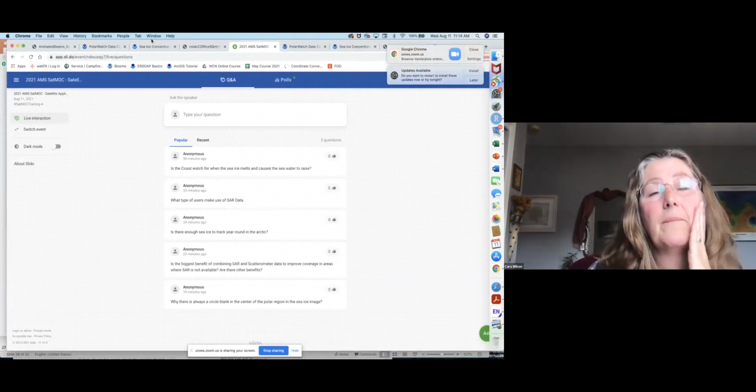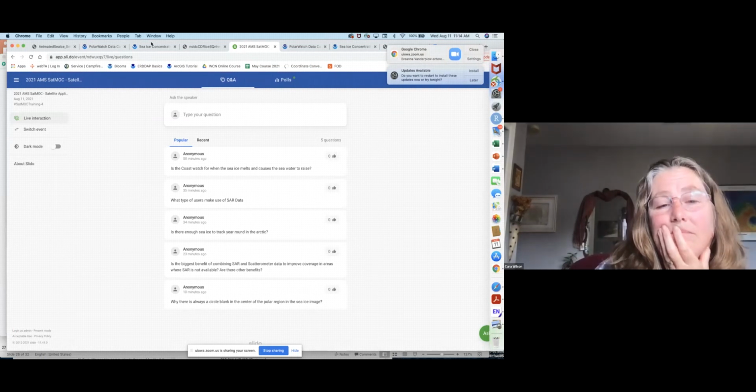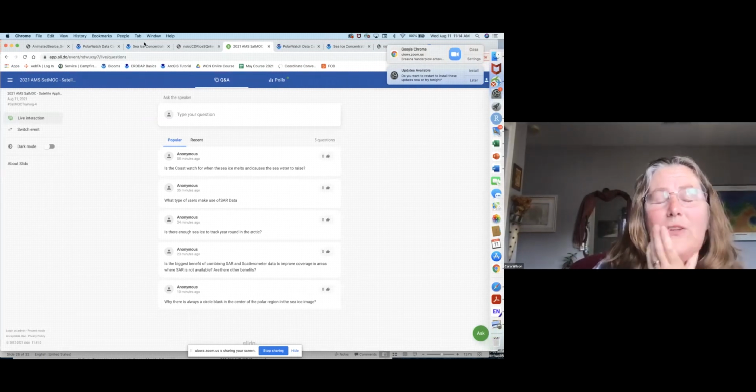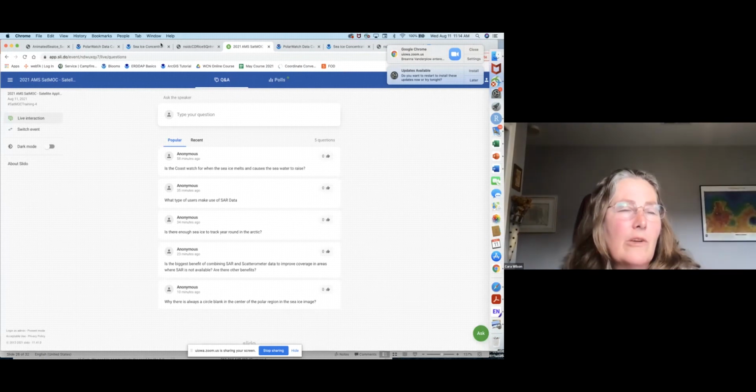Is Chris gone? Say that again. My dog was bothering me. Oh, sorry. I was not doing a very good job of explaining why there's always that blank circle in the center of the polar region. Yeah.